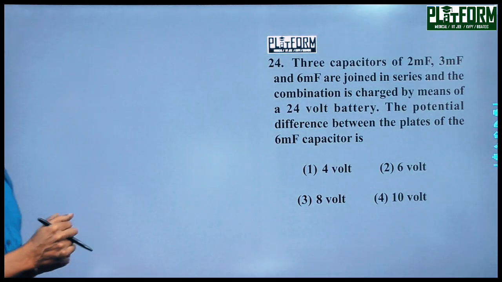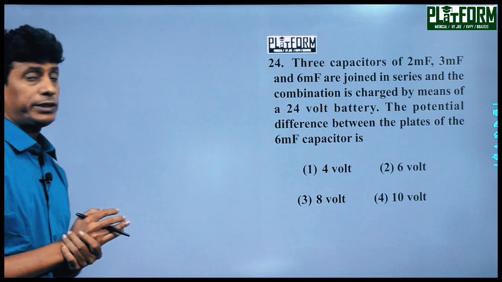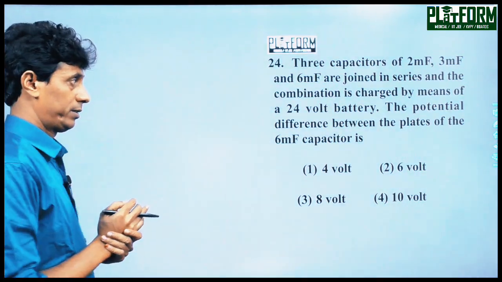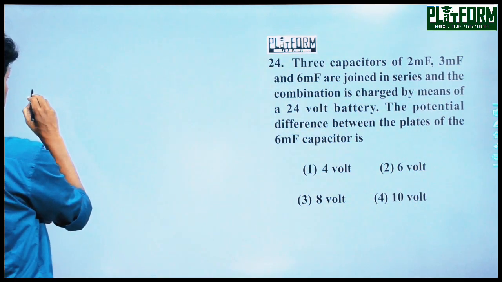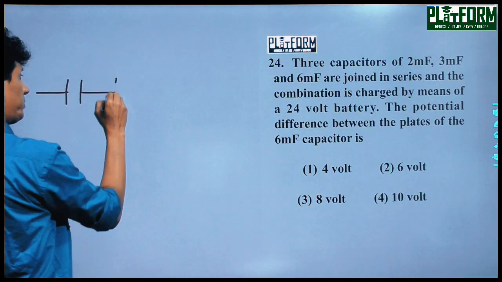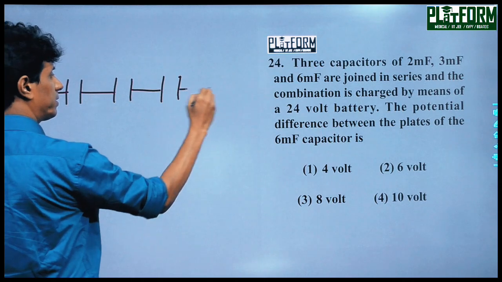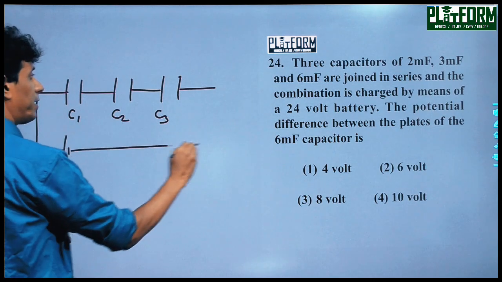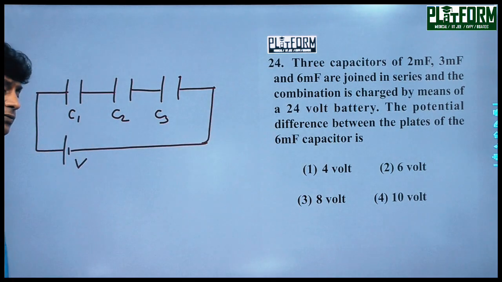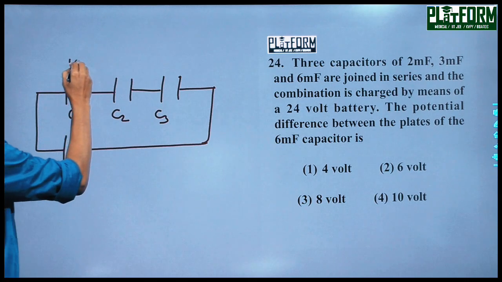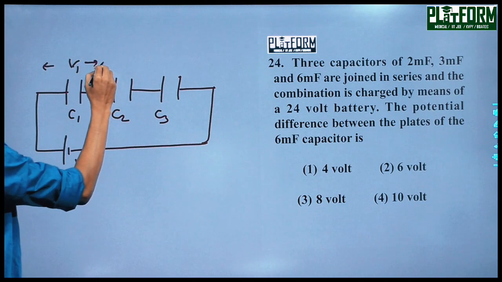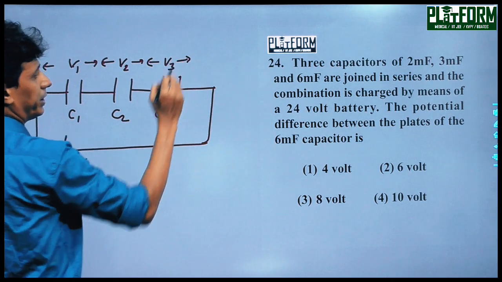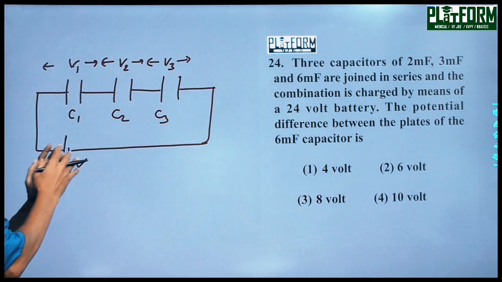Next problem. Three capacitors, 2 millifarad, 3 millifarad, 6 millifarad, are joined in series and the combination is charged by a 24 volt battery. We have to find the potential difference. Theoretically, three condensers C1, C2, C3 are charged by a battery of potential difference V. Then the potential difference across C1 is V1, similarly V2 and V3. We have to find the potential difference across the condenser.